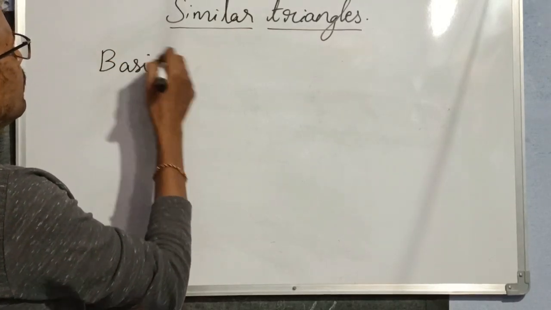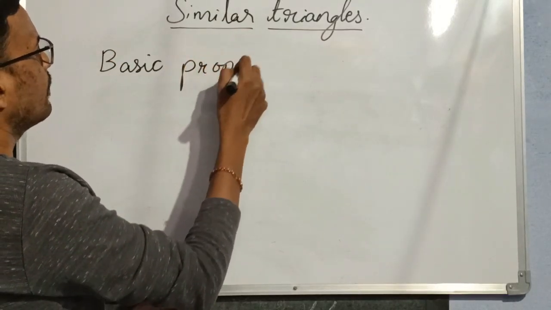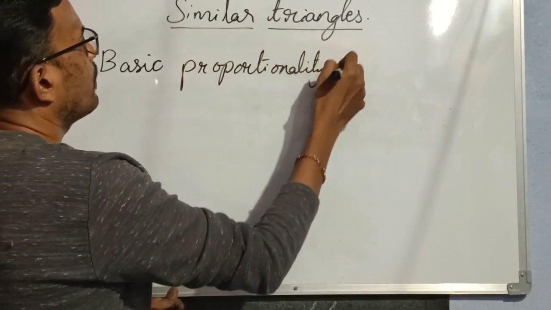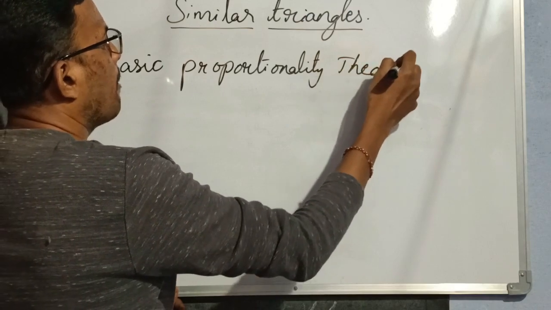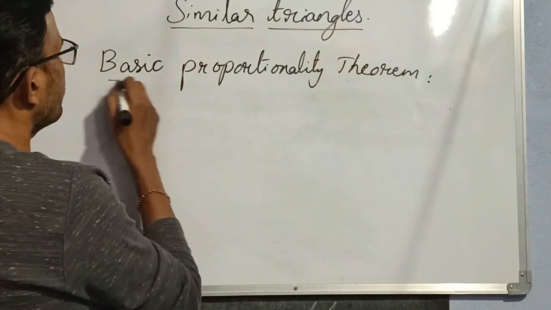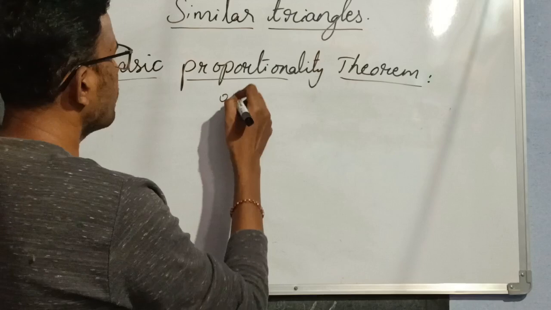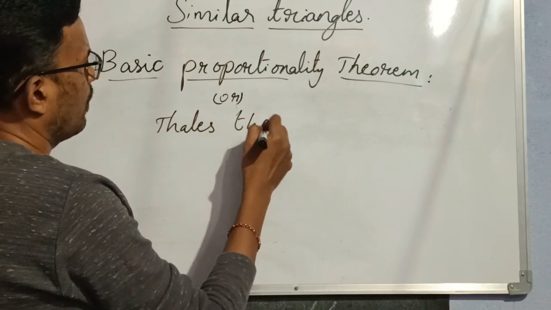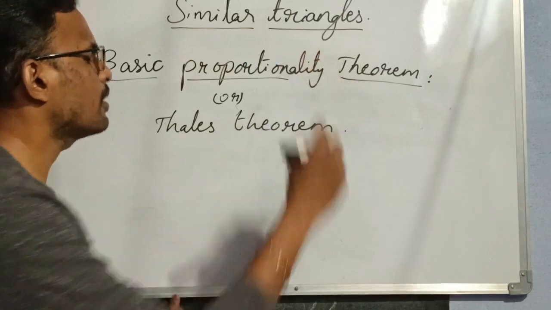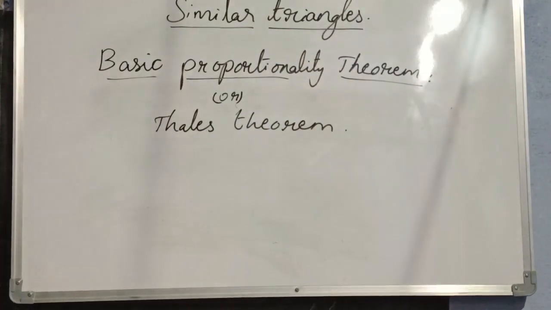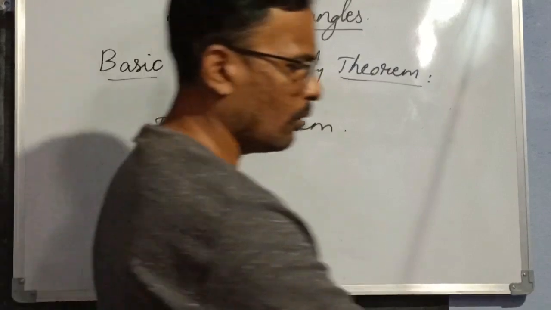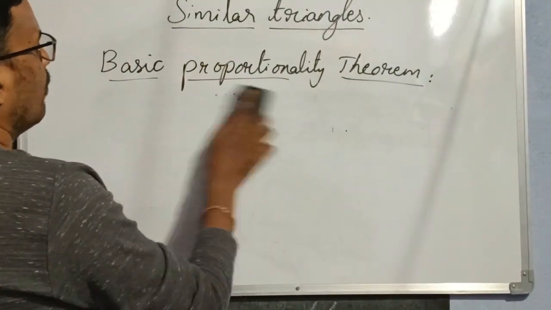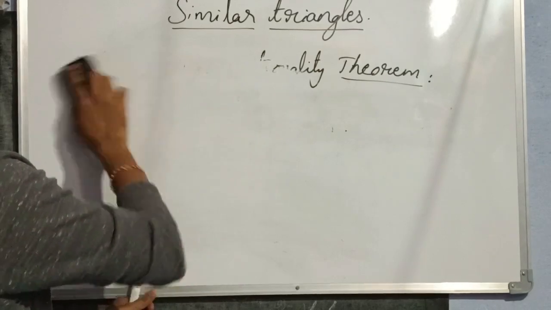Basic proportionality theorem. And this theorem is also called Thales theorem. What is this theorem also called? Thales theorem. Okay? Now let us move to the statement of the basic proportionality theorem. One by one I will explain clearly.